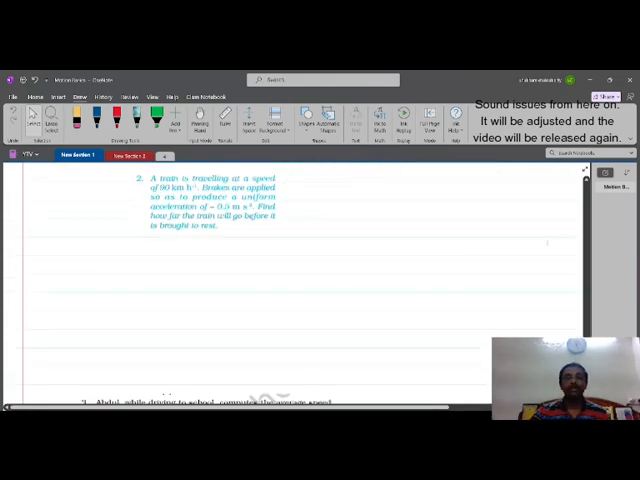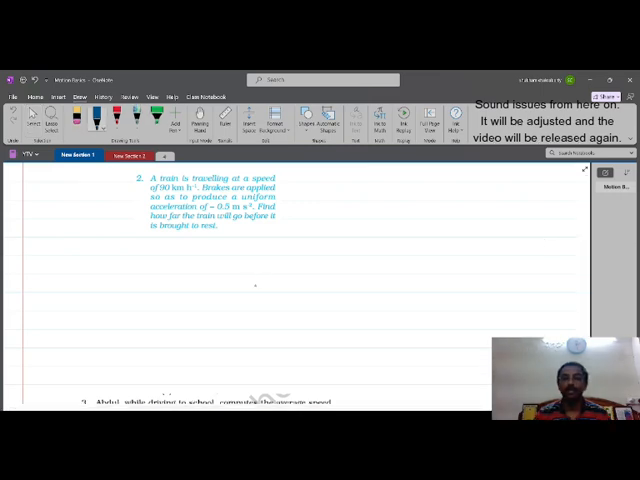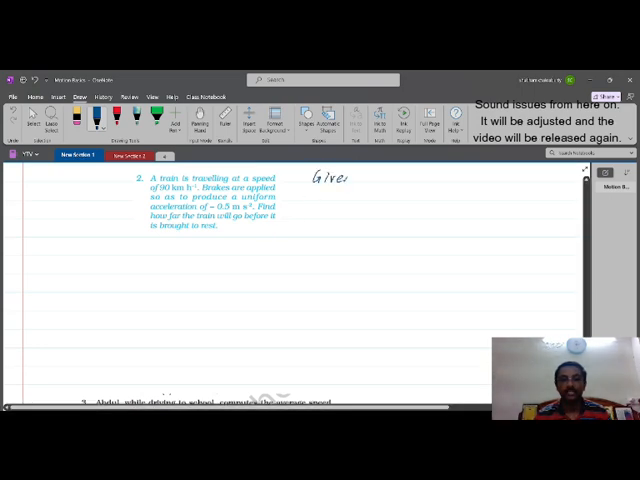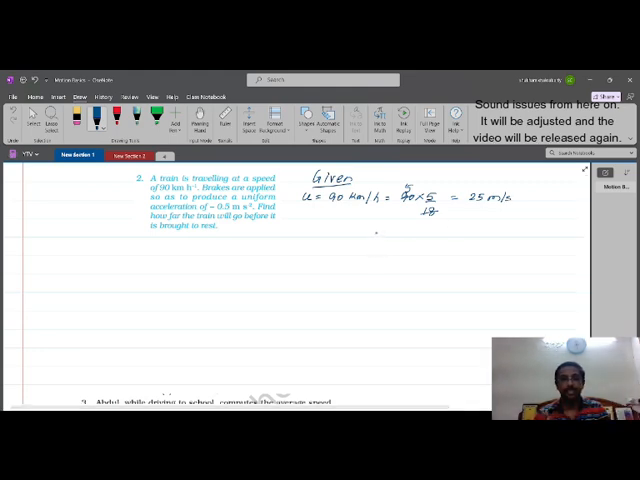It says, a train is traveling at a speed of 90 kilometers per hour, which means because the train is already traveling, when we talk about what is given, the initial velocity is given, which is 90 kilometers per hour. So 90 into 5 upon 18 gives us 25 meters per second. Fine. So we just converted kilometers per hour to meter per second.